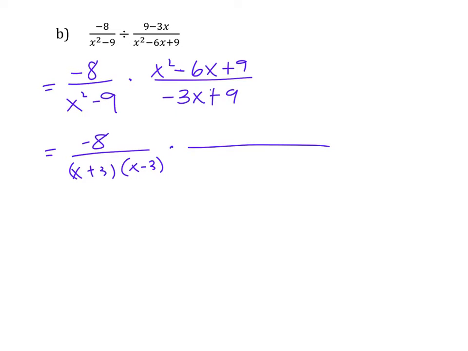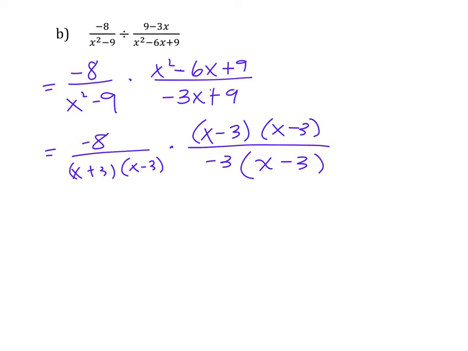To factor this numerator, I'm going to think of factors of 9 that will give me a sum of negative 6, so it has to be negative, right? Both negative. x minus 3 times x minus 3. And then in this bottom one, I'm actually going to factor out negative 3, and I'll be left with x minus 3. See, it works out. Flip it. It'll be a lot easier to figure out what you need to pull out.